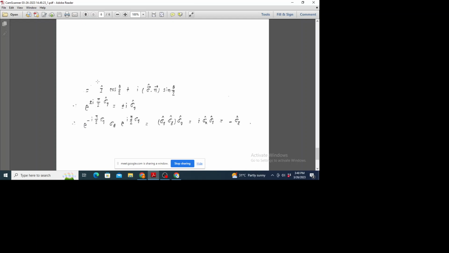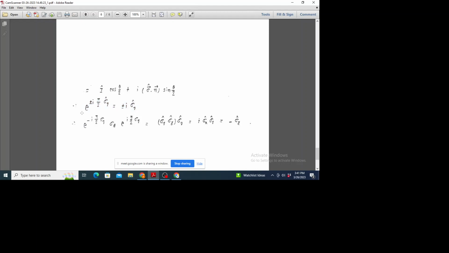Now if we put theta equal to plus minus pi here, the cosine term gives us 0, and sin of plus minus pi by 2 is plus minus 1. So this gives this, and sigma dot n is simply sigma y. So that means this is the result: e to the power plus minus i pi by 2 sigma y is equal to plus minus sigma y.